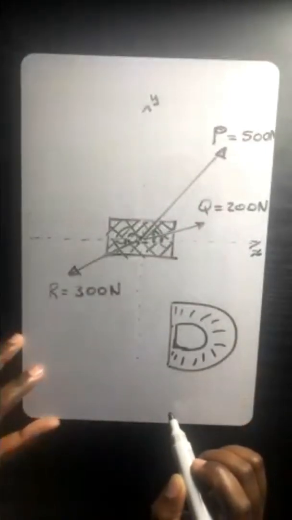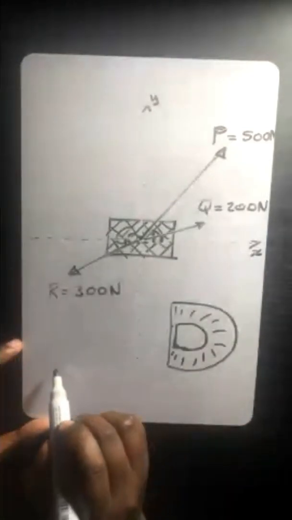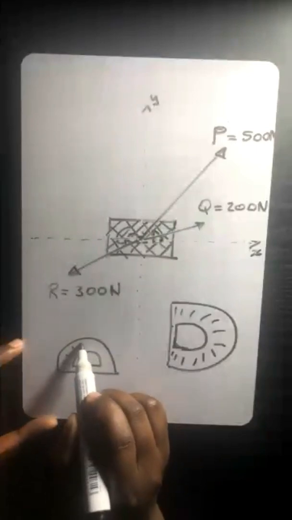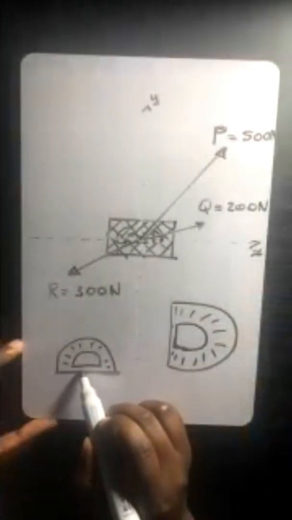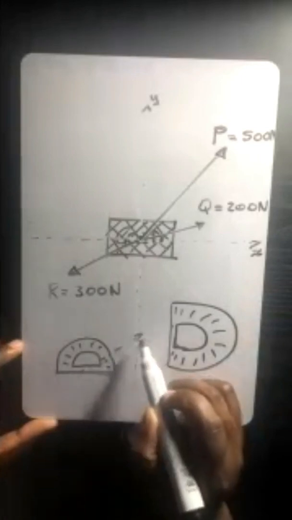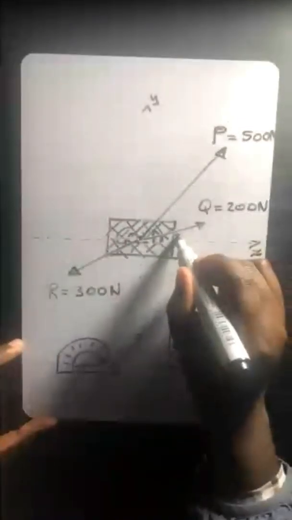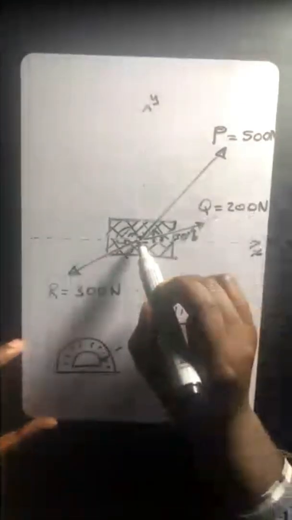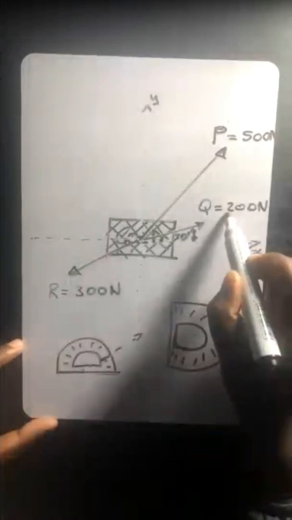So you take a protractor and then you put it in that direction. So you have that, and then you take this protractor and you put it like that, and you try to read the angle formed as a result of Q. So that angle that you're going to get over there, you will find that it is 30 degrees. So now we know that Queen is actually pulling in that direction at 200 Newton, and the angle formed is actually 30 degrees.